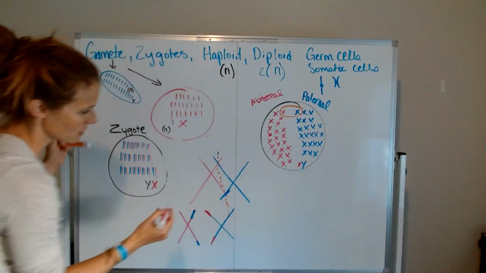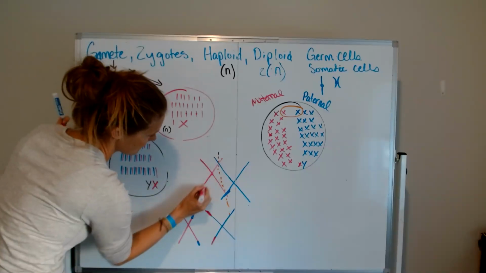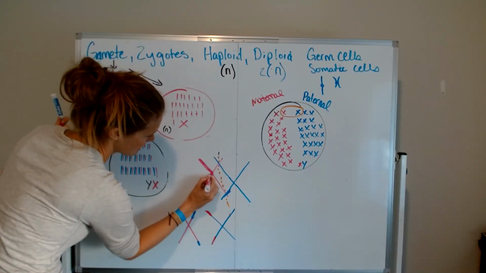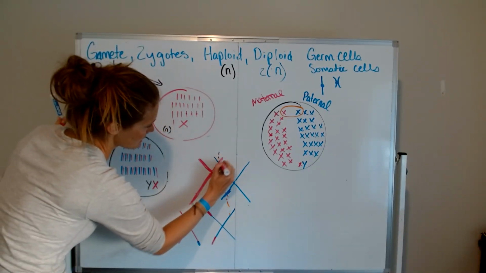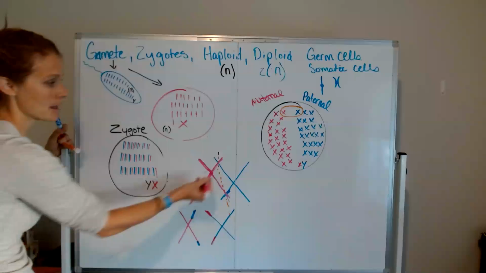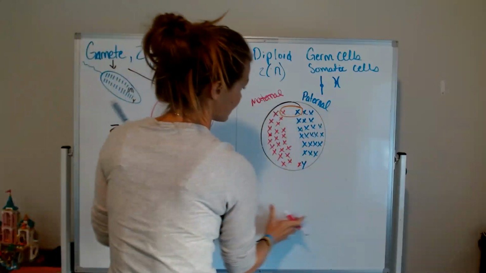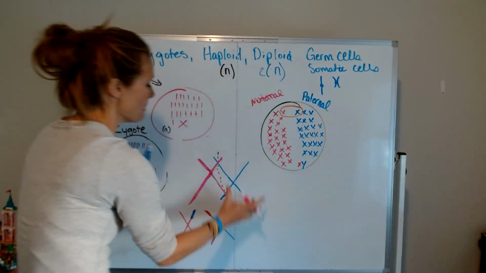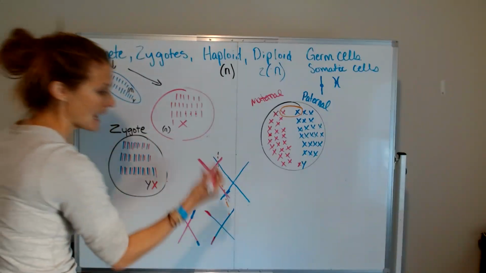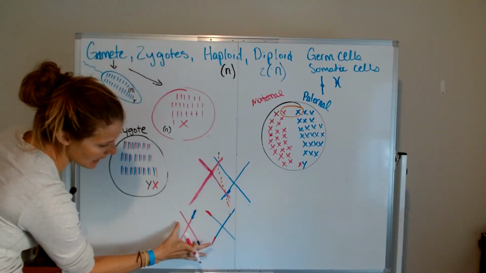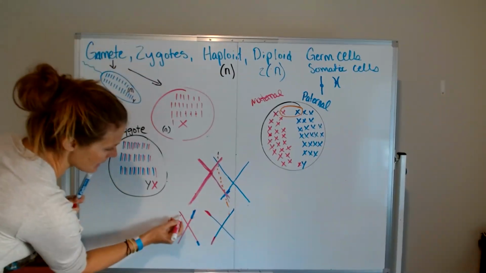Now, let me also clarify something. This is one sister chromatid right here. This is the other sister chromatid. They're the exact same. They have the exact same information, right? And so if we just duplicated like this, it would be the exact same. But because we're having crossing over or genetic recombination, it's recombining this. And now let's say they get split up.